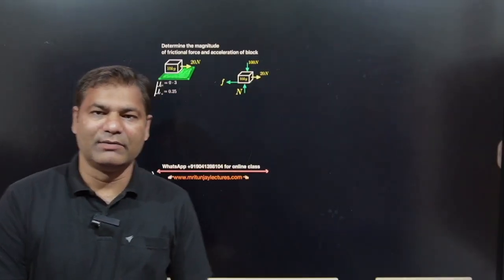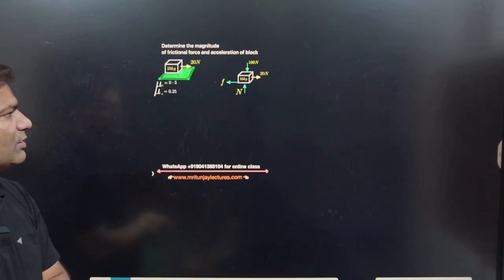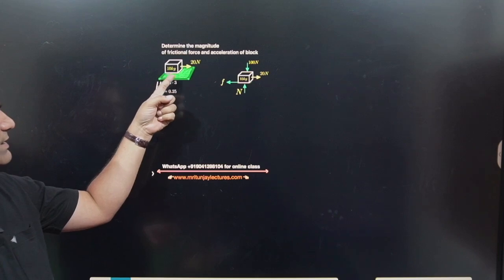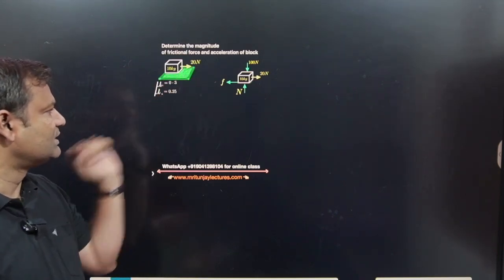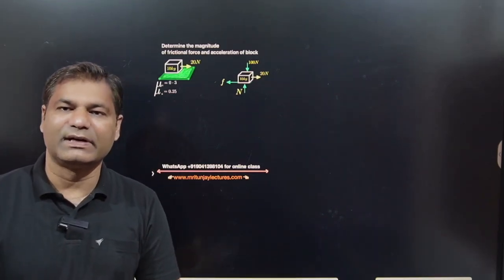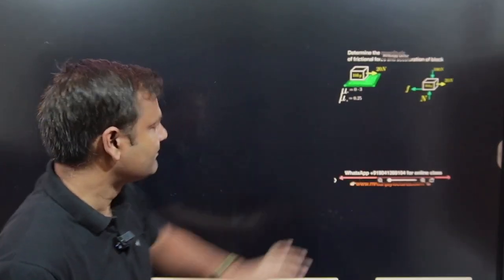Now, question of the day, our motto: we have to determine the magnitude of frictional force and acceleration of the block. This block is 10 kg, and here 20 Newton is given. And μs and μk are given. μs means coefficient of static friction and μk means coefficient of kinetic friction. So how can we do it? Simply look here.